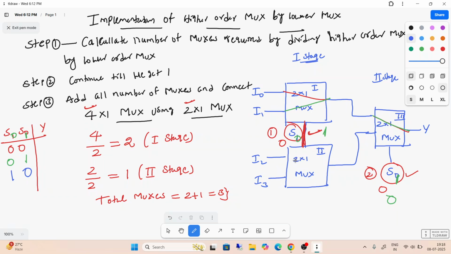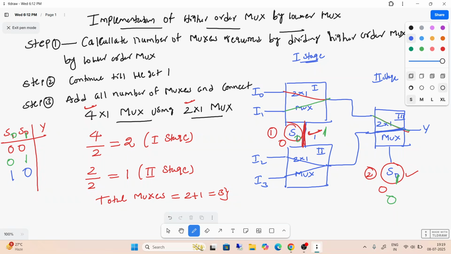I2. So 1 0. So S0 is 1 means this mux will be connected. I2 is connected, and this is 0. S1, so this is connected. When it is 1 1, this is connected. Depending on the selection line, any one of the inputs is connected to the output.